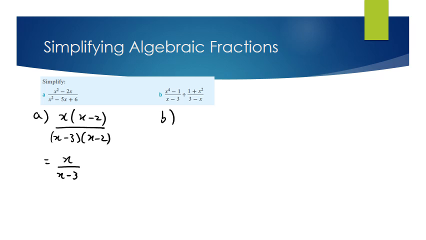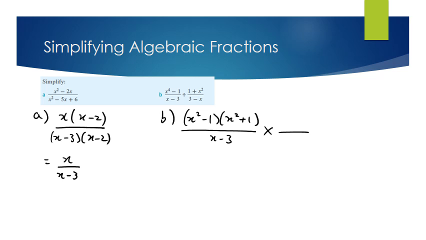Part B, the same thing. We have x to the power 4 minus 1, then x squared minus 1, x squared plus 1, because of the difference of two squares. Bottom is x minus 3. Now, because we're dividing a fraction, keep the first one as it is, change the second one to a times, and then flip the last one.